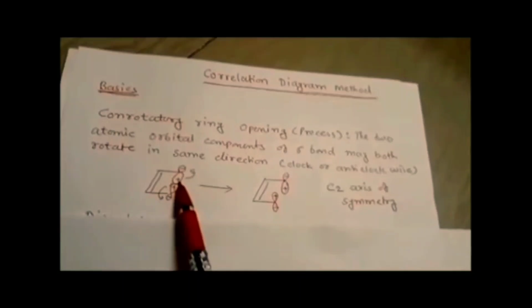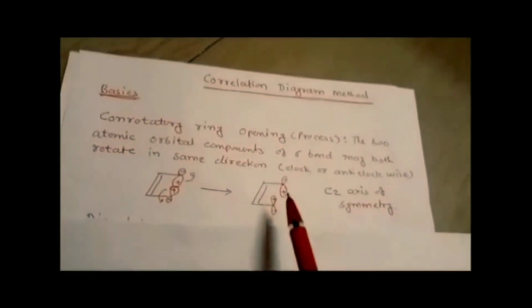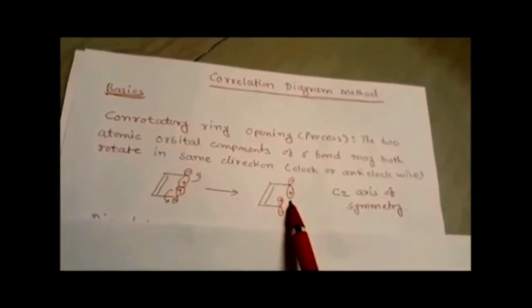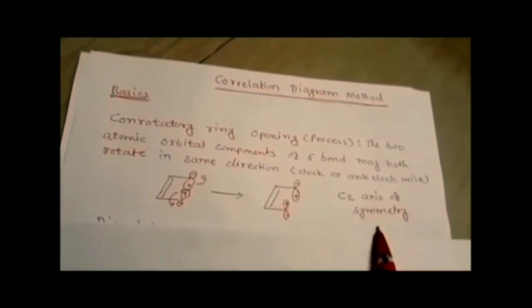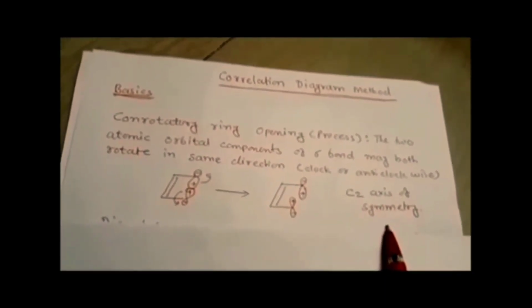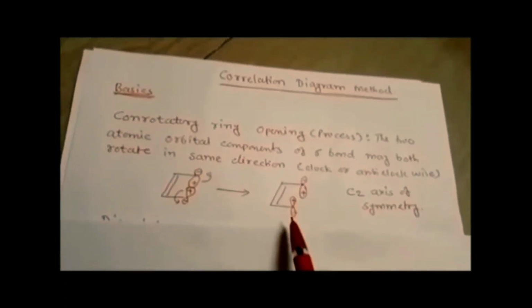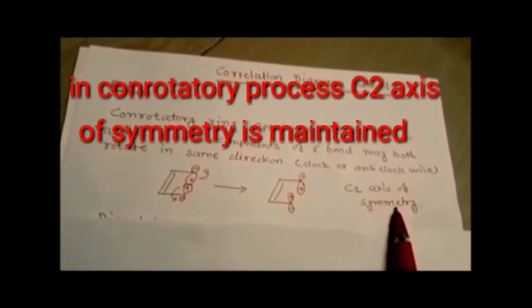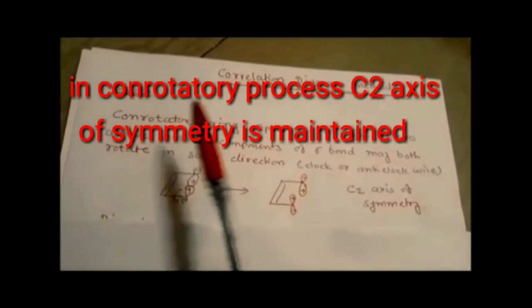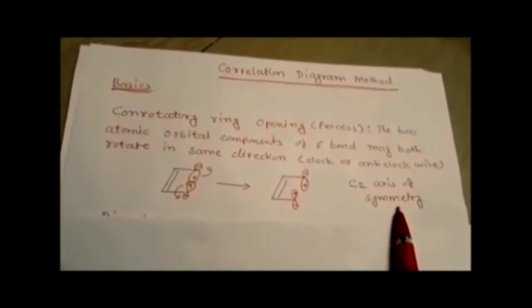Then what happens? This positive sign is this one. Now this opens, that means the positive sign comes here. Now you see positive, negative, negative, positive. That means in the conrotatory process, the C2 axis of symmetry is maintained. Remember this point, this is most important. Positive sign, negative sign, negative sign, positive sign. That means this is not mirror plane symmetry, it is C2 axis of symmetry. So in the conrotatory process, C2 axis of symmetry is maintained.